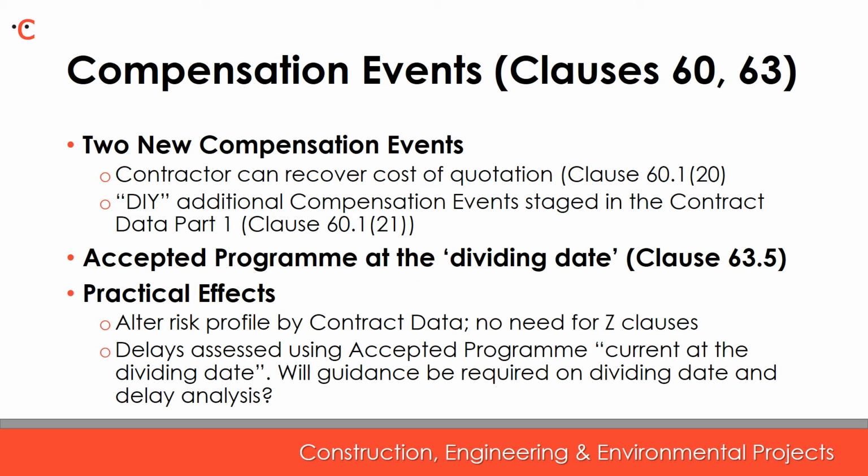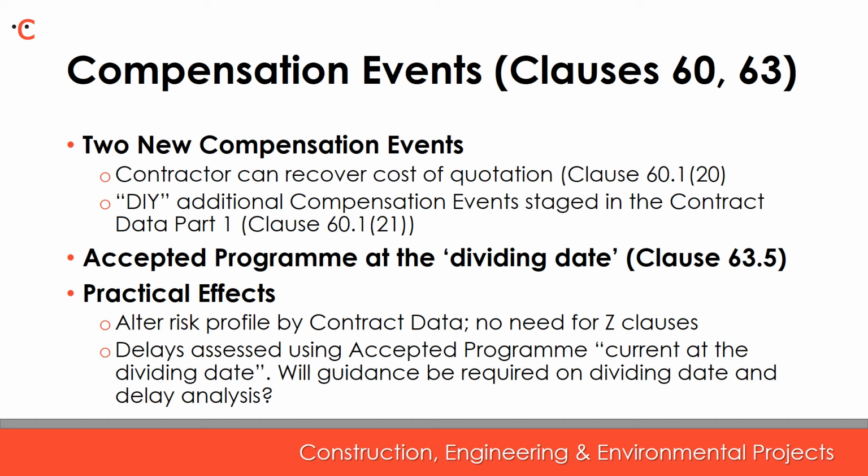Looking next at compensation events. Two new compensation events, as David said earlier, have been introduced via clause 60.1. The first is a new compensation event, whereby if the project manager notifies the contractor that it has not accepted its quotation for a proposed instruction, the contractor is reimbursed for the cost of preparing the quotation. This compensates the contractor for the cost of preparing a quotation for changes to scope and proposed instructions not subsequently adopted by the project manager, and this is in clause 60.1.20.